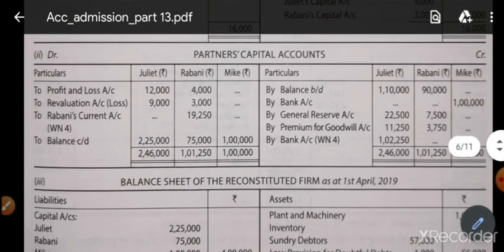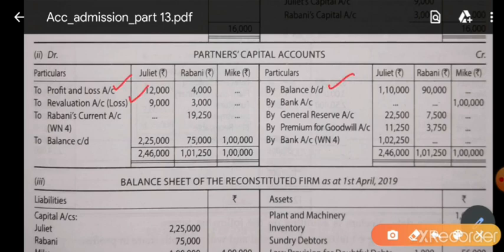So you can see we will prepare the capital accounts. We have already written all these things: balance, bank, general reserve, premium for goodwill, and 2 things on the debit side. And now the next thing is to leave one line and write the closing balance c/d. So first of all we will write the capitals that we have calculated just now.